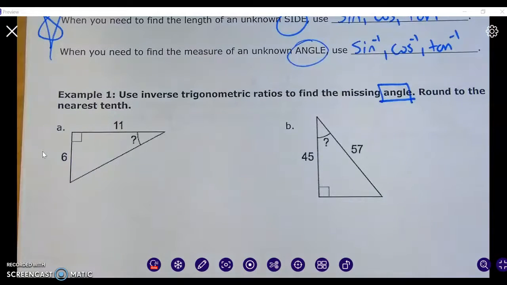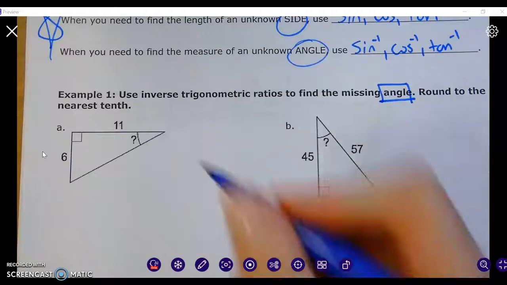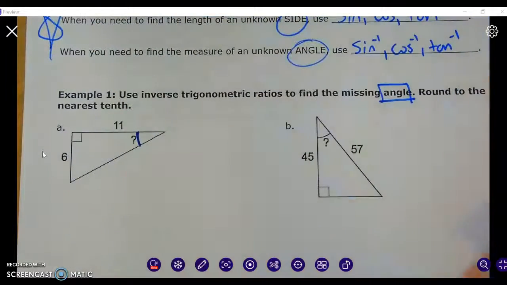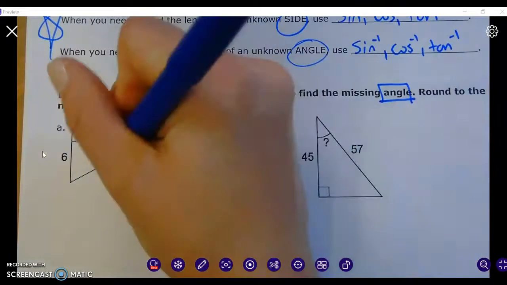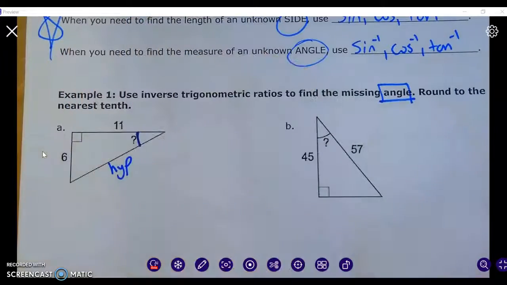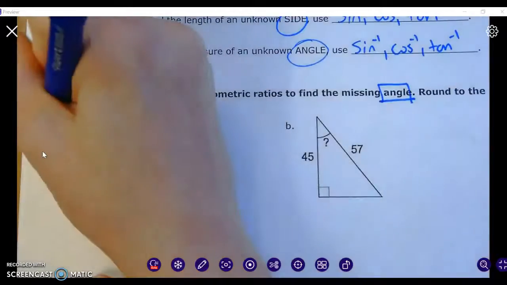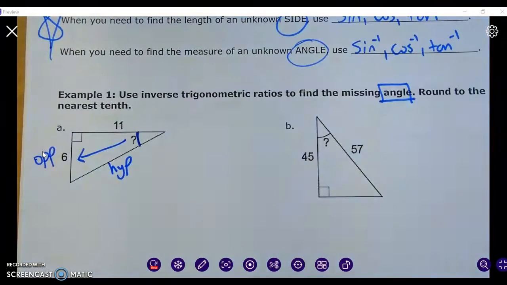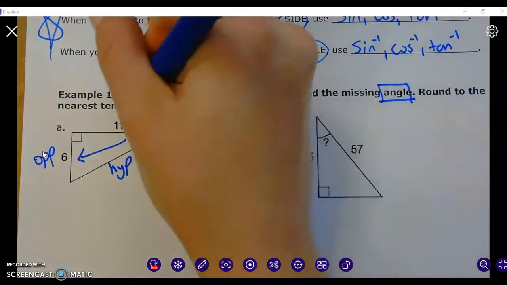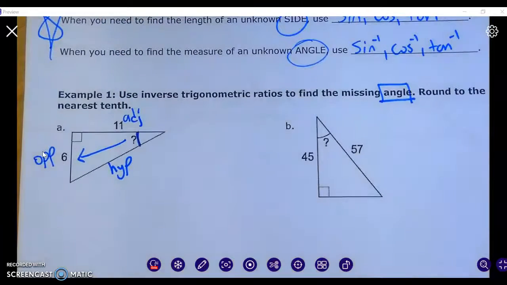Okay, so your first step is the same. Label your triangle: opposite, adjacent, hypotenuse. Since this is the angle we're finding, that's what we're going to go off of. So our hypotenuse is the blank side. Opposite is that 6. Okay, and 11 is adjacent.